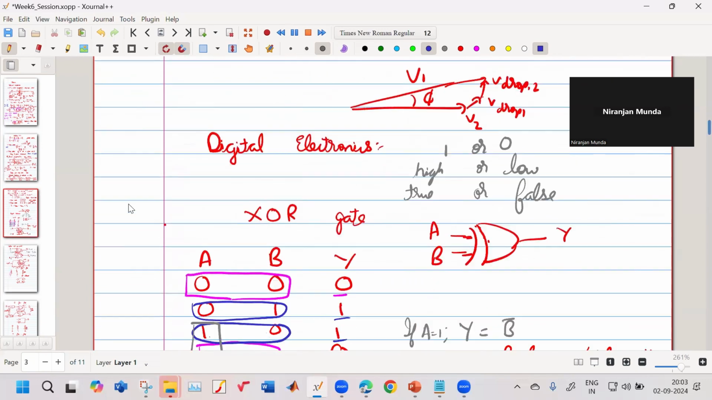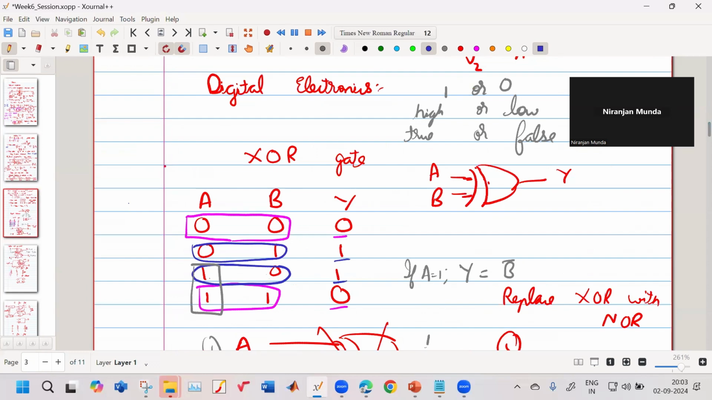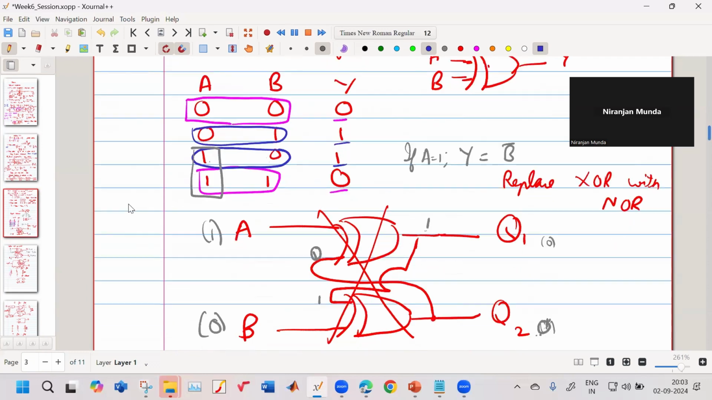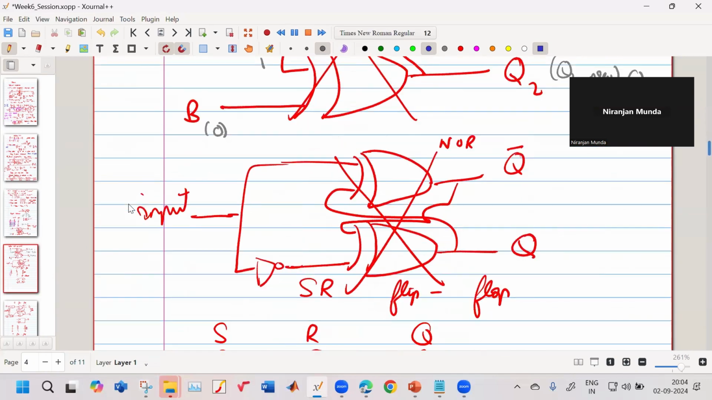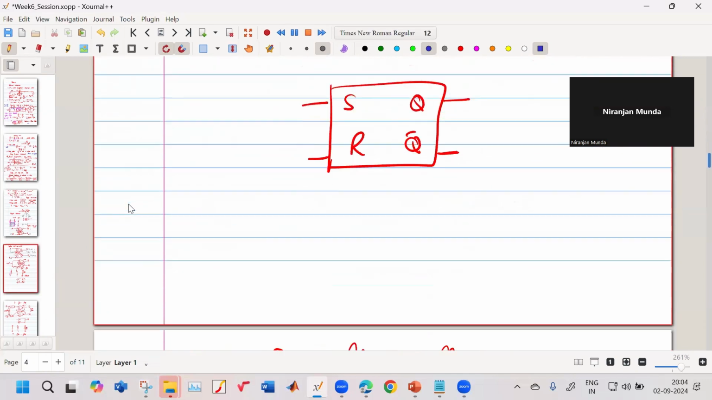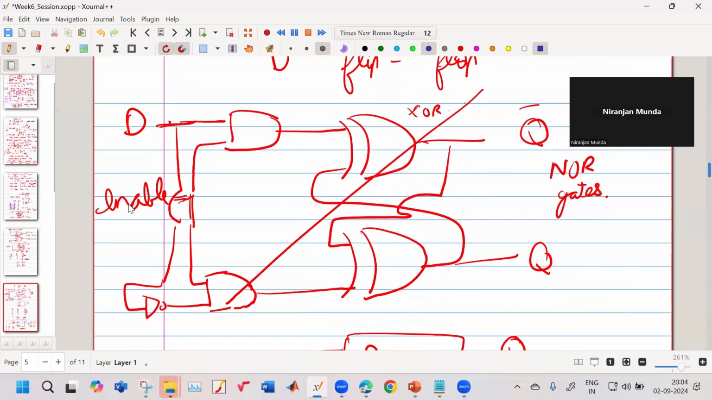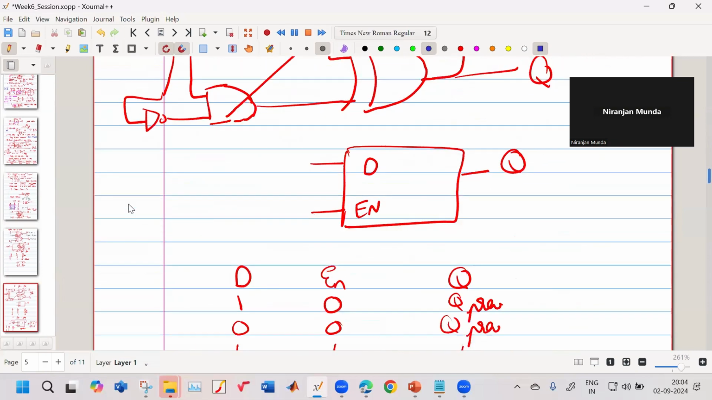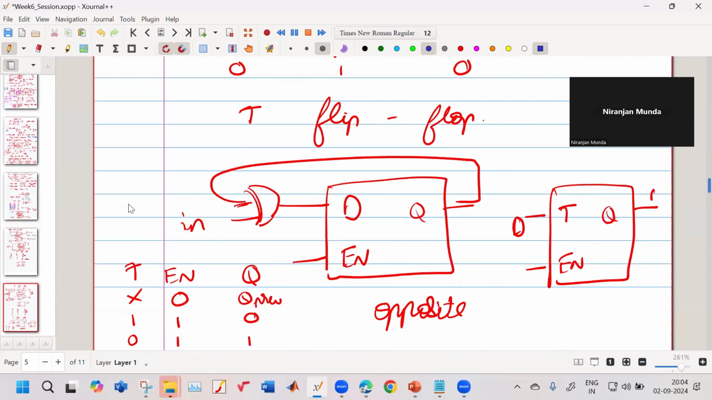Then we considered digital electronics. We considered the truth table of the XOR gate. Then I had made a mistake in the SR flip-flop. It should have been a NOR gate, not an XOR gate, and that caused a lot of confusion, which wasted a lot of time. Then I also considered the D flip-flop, and then I also considered the T flip-flop.